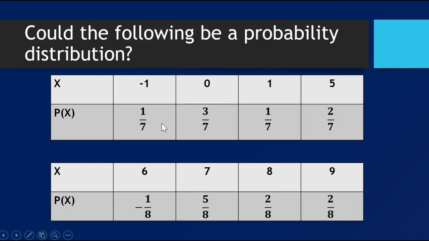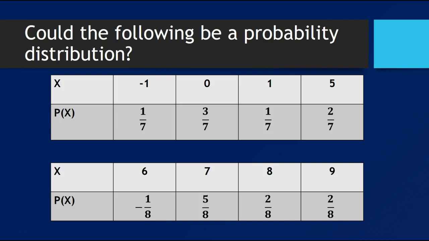So let's check the individual fact first. 1/7, 3/7, 1/7, 2/7. Each of those is between 0 and 1. So individually, they're okay. So now let's check collectively. 1/7 plus 3/7 plus 1/7 plus 2/7, 1, 3, 1, 2. Yeah, that adds up to 7/7, which is 1. So that first table could be a probability distribution. That could be a legitimate probability distribution. So we'd say yes, it could be a probability distribution.